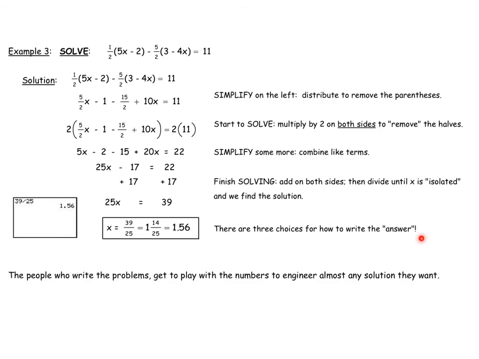There are 3 choices for how to write the answer to this problem because the fraction 39 over 25 converts nicely into a decimal. When you can't convert nicely to a decimal, you'll see that you don't have a decimal option to a fraction problem that doesn't convert. The people who write the problems, and in this case it's me, get to play with the numbers to engineer almost any solution I want. So over here I started with a fraction equation and ended up with a fraction answer. Let's see what happens with a similar problem.